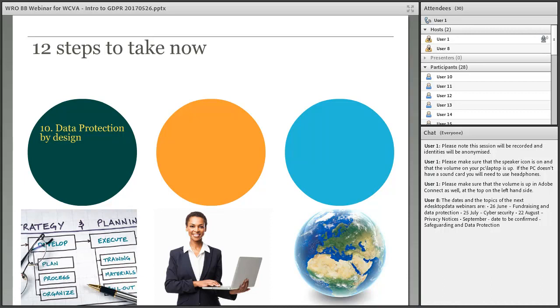The 10th step that we're urging organisations to take is assessing a data protection by design approach. It's always been really good practice to think about privacy matters ahead of new projects, new initiatives involving personal data, but GDPR makes privacy by design an express legal requirement. So it makes what we call privacy impact assessments mandatory in certain circumstances. GDPR refers to those as data protection impact assessments.